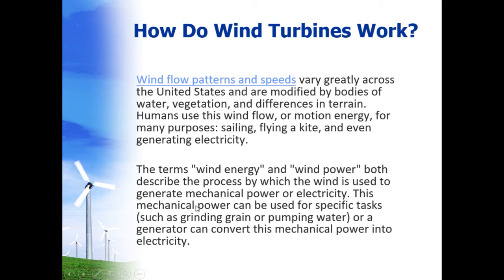The wind flow patterns and speeds vary greatly across the United States and other parts of the world, and are modified by bodies of water and differences in terrain. Humans use this wind flow or motion energy for many purposes: sailing, flying a kite, and even generating electricity, as the wind turbine does. The terms wind energy and wind power both describe the process by which the wind is used to generate mechanical power or electricity.